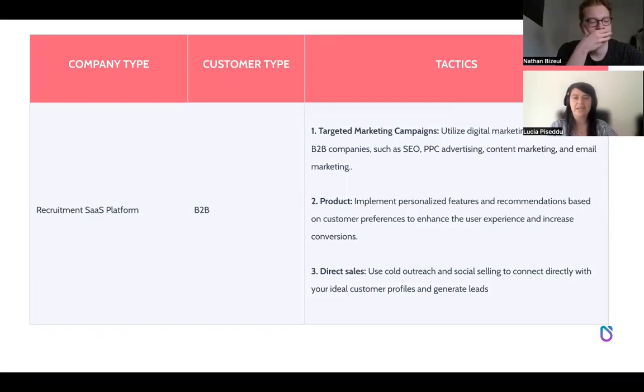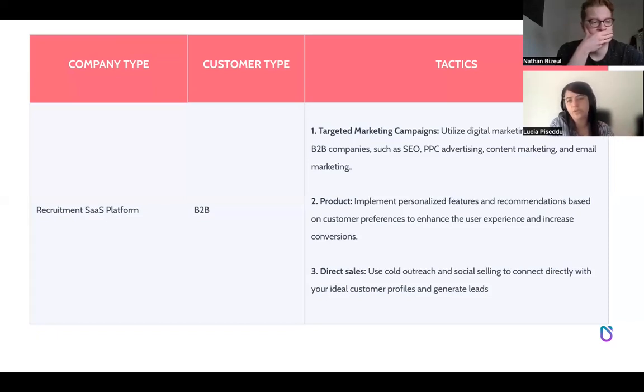We can enhance the user experience. We can increase conversion through in-app or in-product purchases. We can create new features that target different customers and so on, right? So product is really an asset that we can use, and we should be using it to attract different sets of clients.